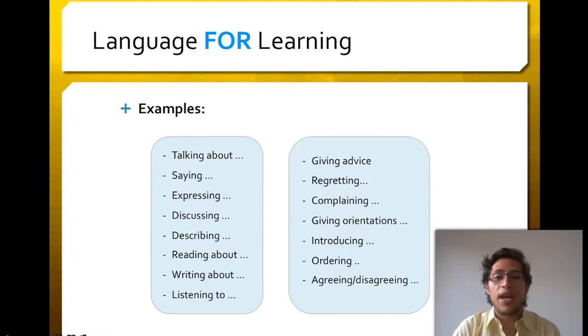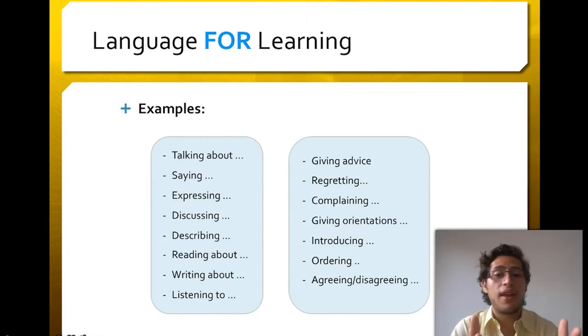So examples of language for learning are talking about, saying, expressing, discussing, describing, reading about, writing about, listening to. So have you found a pattern so far? What do they have in common? Let's continue and then you can say what you found that they had in common. Giving advice, regretting, complaining, giving orientations, introducing, ordering, agreeing and disagreeing.